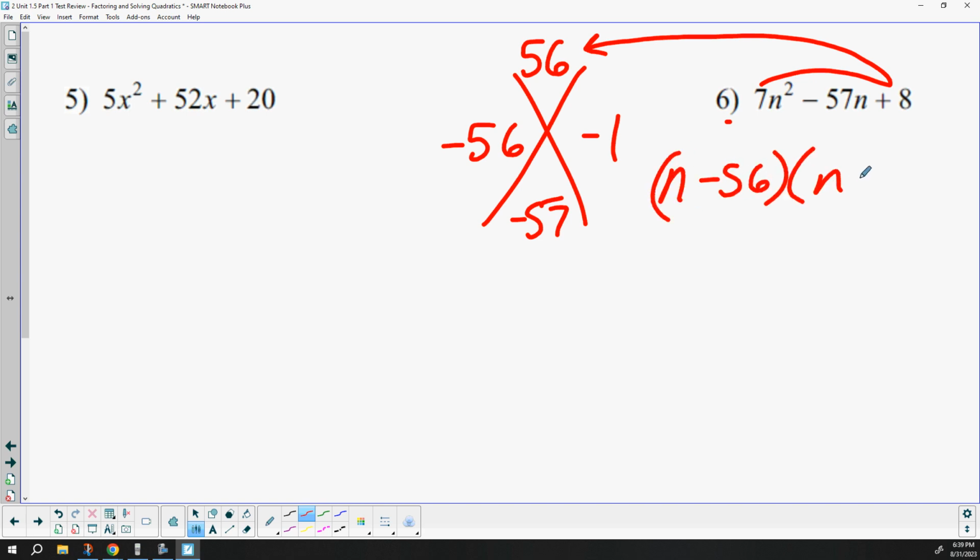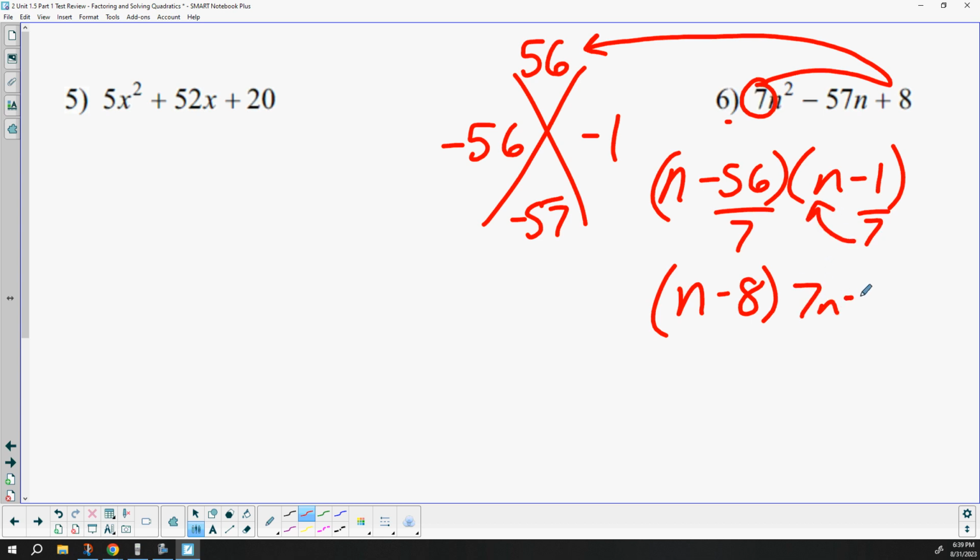n minus 1. Multiplied by the 7, so we got to divide by the 7. And remember, our notes tell us to reduce. Negative 56 over 7 reduces to negative 8. So 1 over 7 does not reduce, so we do the bottoms up. So 7n minus 1. Skadoosh.